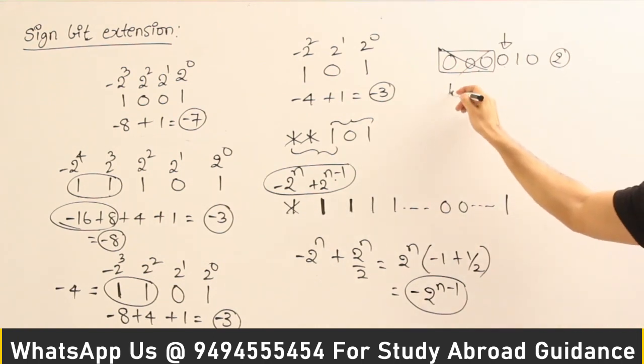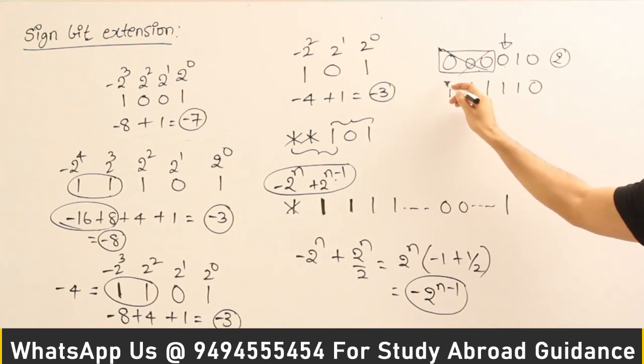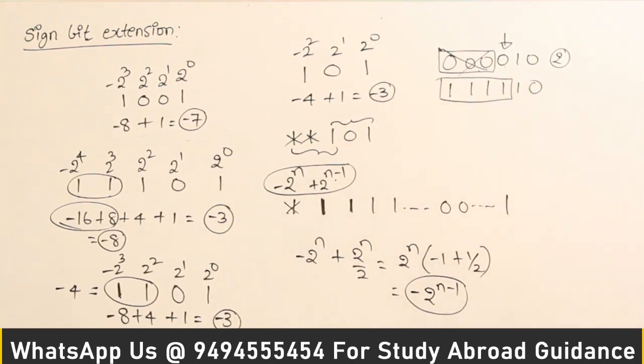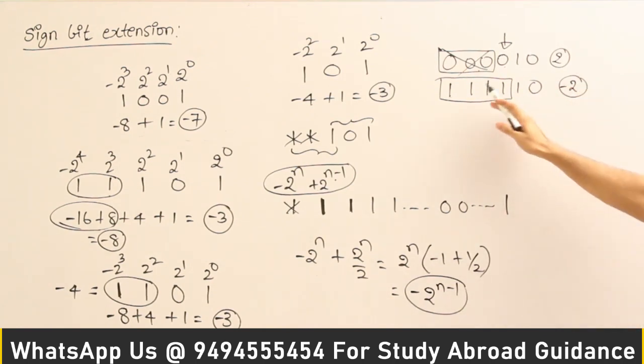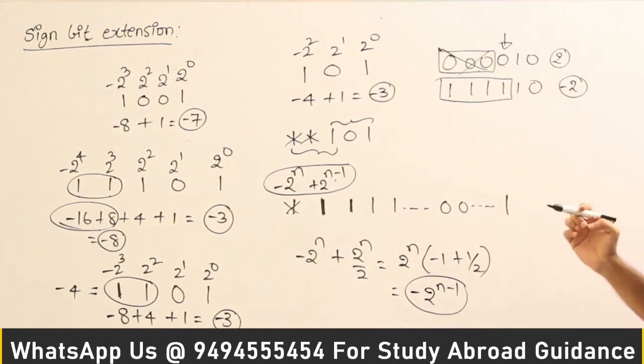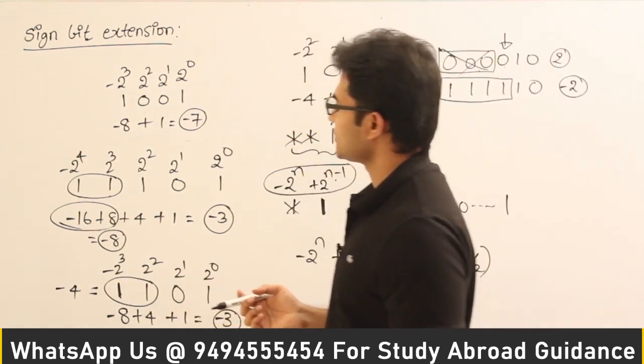Similarly, if you have 1 1 1 1 1 0, you can delete all these leading ones, and the value is going to be minus 2. Even if you have all this, the value is going to be minus 2. Even if you don't have all this, the value is going to be minus 2. Now with this observation, I'll tell you how to do the sign bit extension.